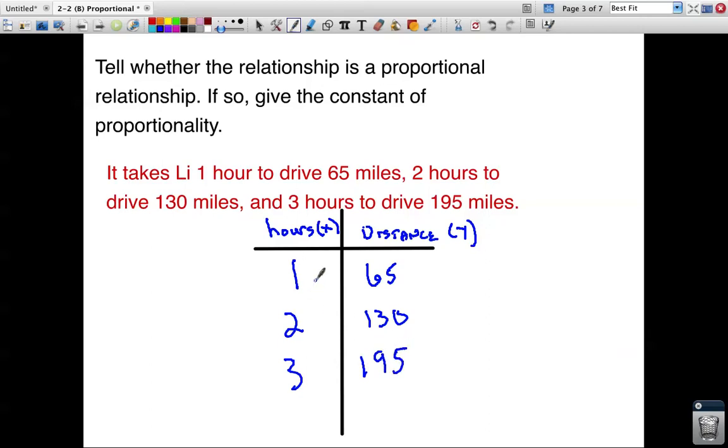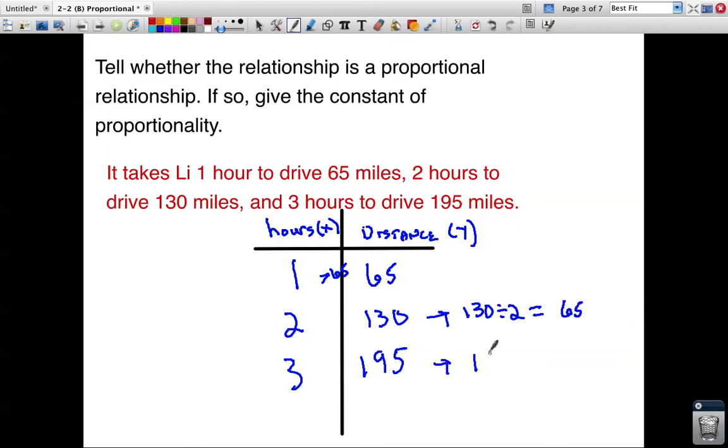So basically what I want to see is whether this relationship is a proportional relationship. So what is happening with my input to get to my output? Well, it looks like 1 times 65 is 65. Is that going to hold true before? Well, let's just check this. Let's do 130 divided by 2. And if we were to work that out, it is 65.